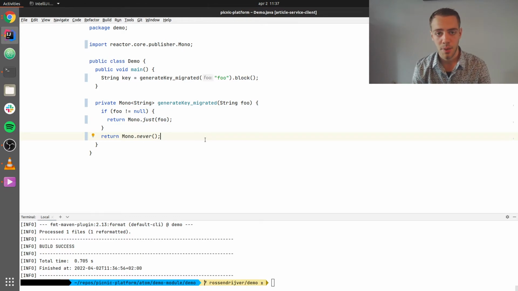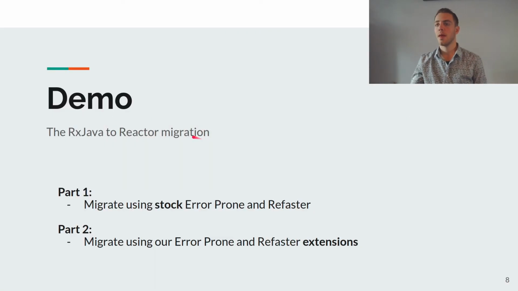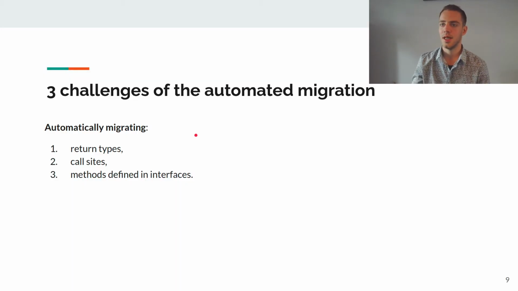So that was it for the demo. Now I'm going back to the slides. During the demo, I showed 2 of the 3 problems that we solved. First we have the return types, the call sites, but we also have the interfaces, because if a method is defined in an interface, you have some difficulties there. You need to take some extra steps there, but for that, please check out the paper for extra information on that.